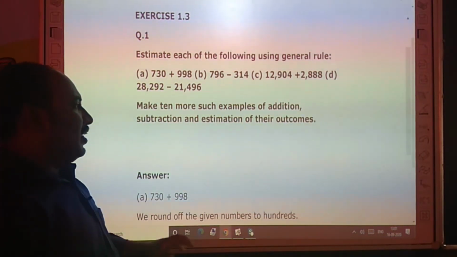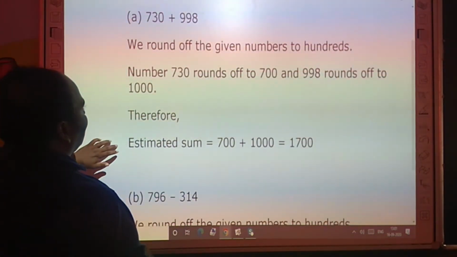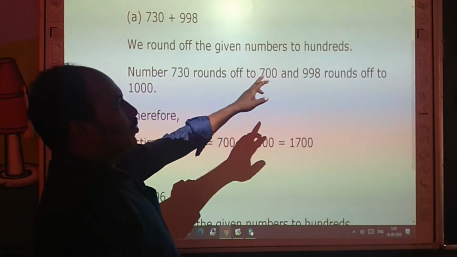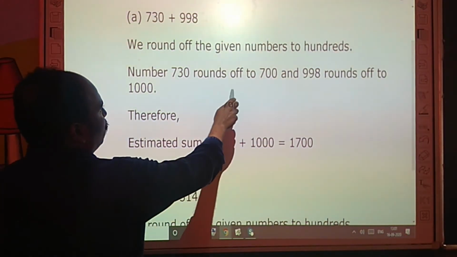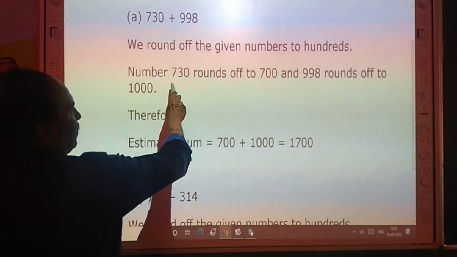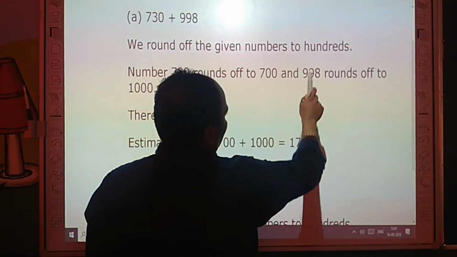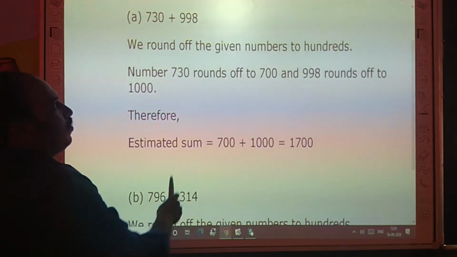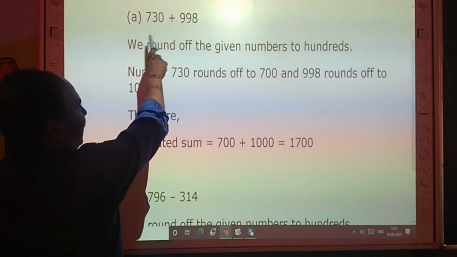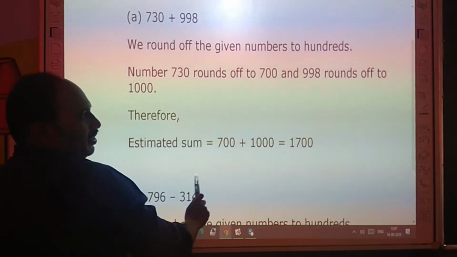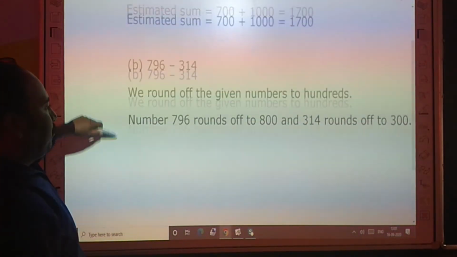730 plus 998. We round off the given numbers to hundreds. 730 rounds off to 700. And then 998 rounds off to 1000. So we want to add the two values. The estimated sum: 730 nearest 700, 998 nearest thousand. So 700 plus 1000 is equal to 1700.